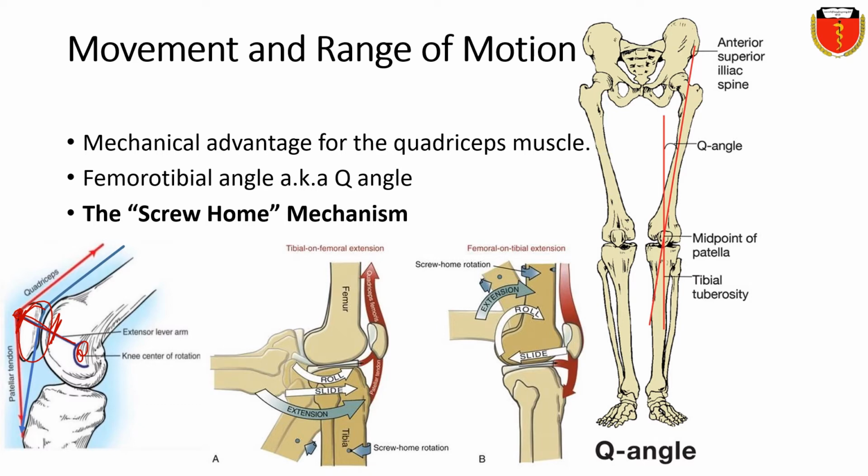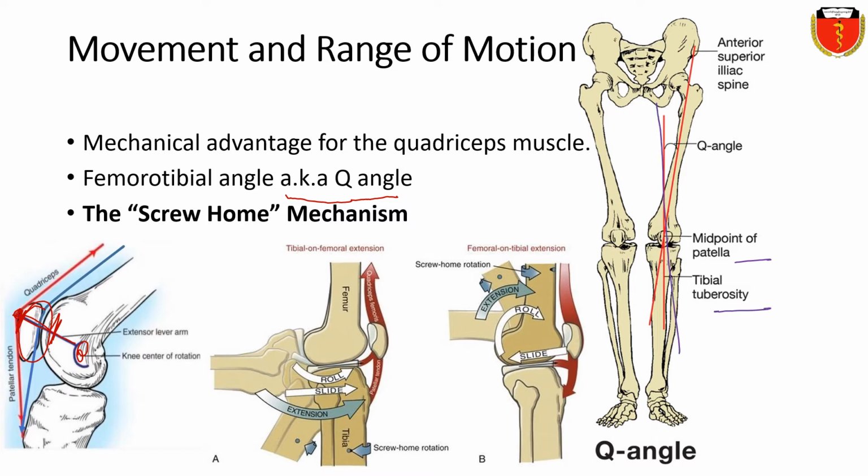When we talk about the femoral tibial angle, also known as the Q angle, we need to talk about the angle between the femur and the tibia. This angle is measured from the anterior superior iliac spine to the midpoint of the patella, and from the midpoint of the patella we draw another line to the tibial tuberosity.